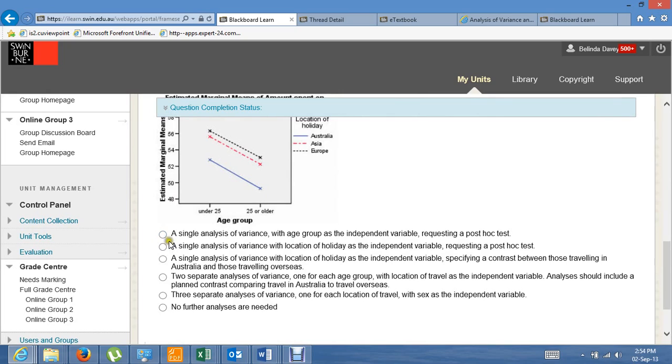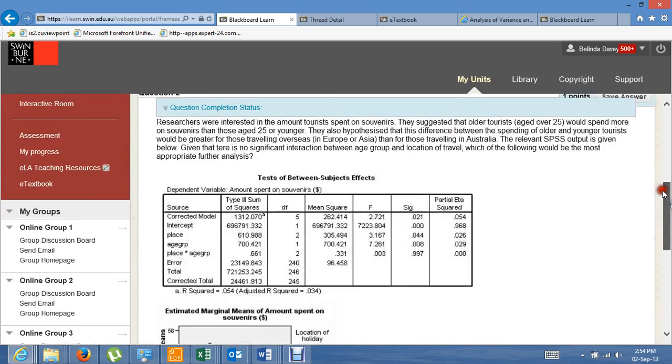So a single analysis of variance with age group as the IV requesting a post hoc test. We don't need to do follow-up analyses for age group because there was only 2 groups in the IV. A single analysis of variance with location of holiday as the independent variable requesting a post hoc test would be the one we'd select because there was no specific hypothesis for the main effect of location. The hypothesis was an interaction hypothesis.